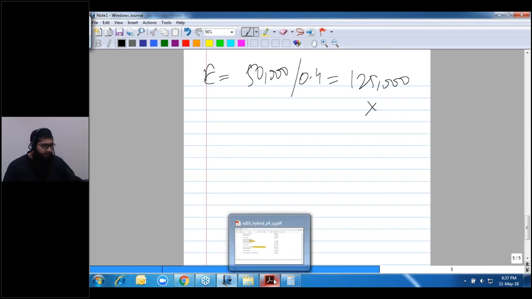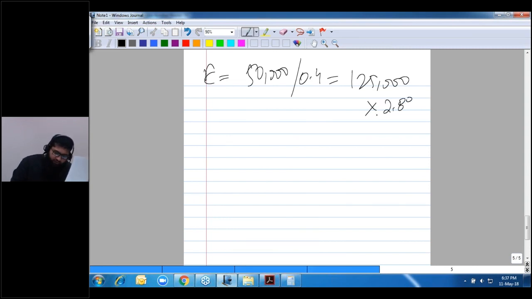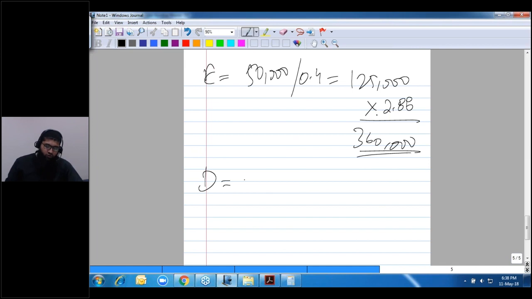Each share is presently trading at how much? It says that each share is currently trading at 2.88. Okay, so what is the market value of equity? Okay, 360,000. Okay, let's talk about the market value of debt. The value of debt is the present value of future cash flow discounted using the market rate.